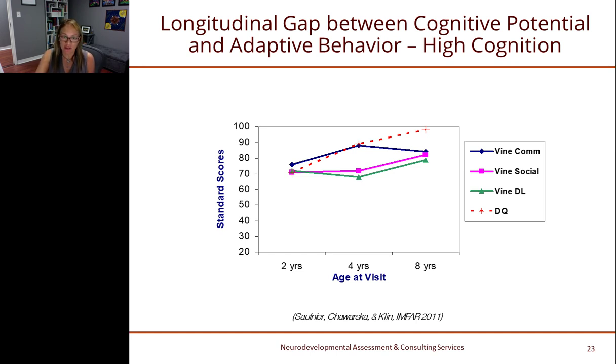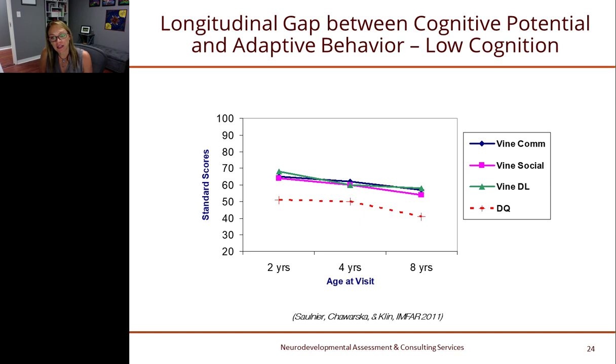What this graph is showing is that between the ages of 2 and 8, all adaptive skills are trailing behind cognitive development. So that gap is widening with age. However, when you look at the children at age 8 who did have cognitive impairment, and this was a much smaller sample, their adaptive skills were actually higher than their mental age.